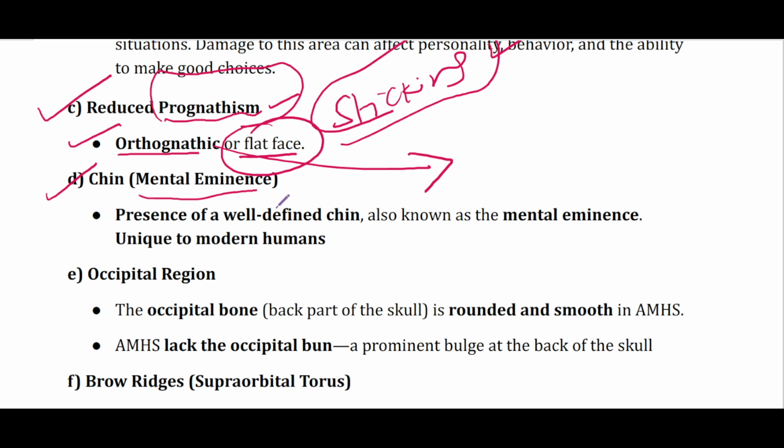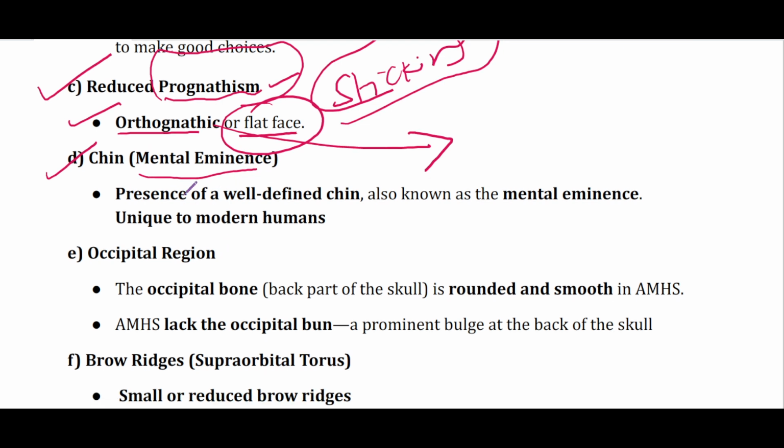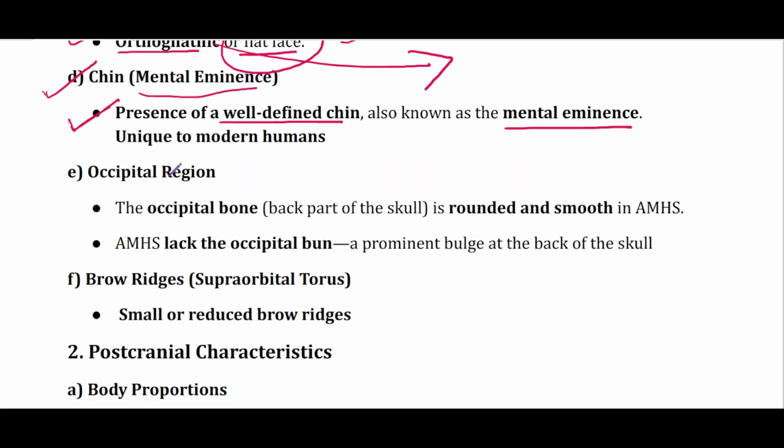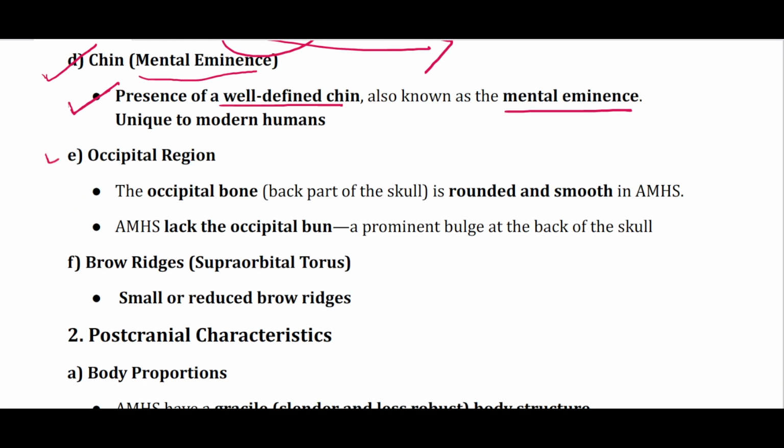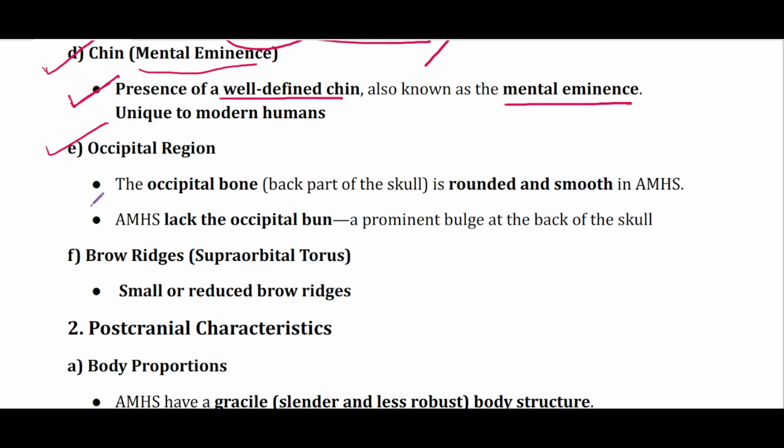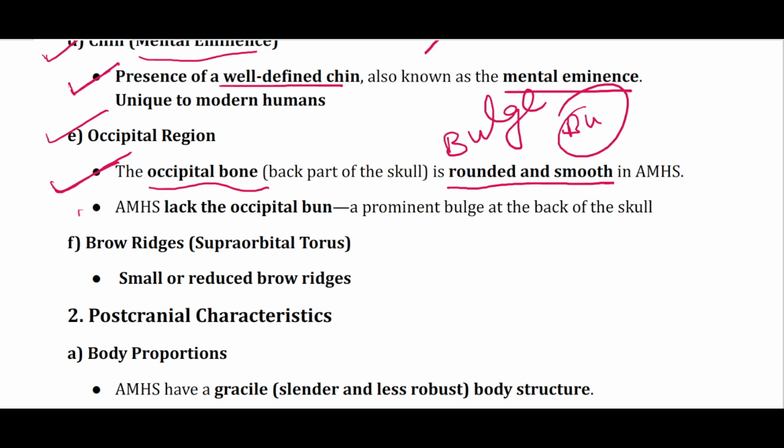Then the next characteristic is mental eminence. So it is a hallmark of a unique characteristic of modern Homo sapiens, that we have a well-defined chin, also known as mental eminence, and no other hominin species possess a well-developed chin. सबके अंदर chin absent है. Now the occipital region. Occipital means the back part of skull. So this bone, it is rounded and smooth. बाकी species में there is a bulge, there is a occipital bun. And AMHS, modern Homo sapiens, they lack the occipital bun.